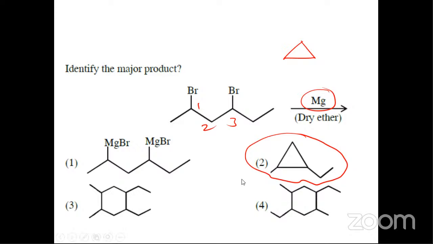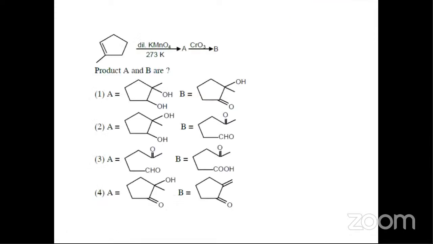Cyclopropane type. The next one, dilute KMnO4 at 273 Kelvin. As all of you know, it is Bayer's reagent. So what does it form? It will form OH here and OH here, and this is as it is in the first step.